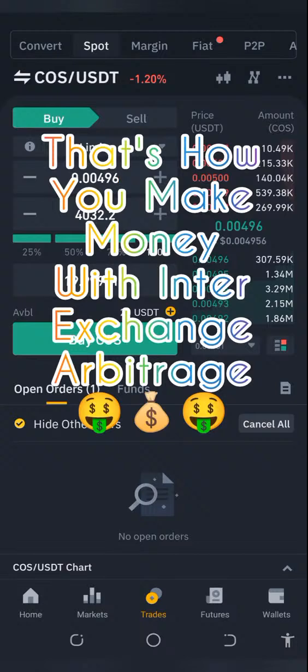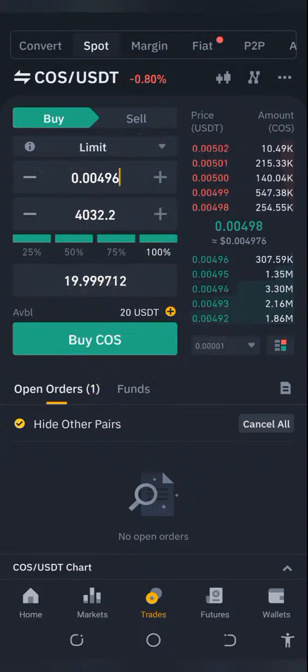That's how you make money doing inter-exchange arbitrage. But we go in depth, in detail, in the income strategies course.